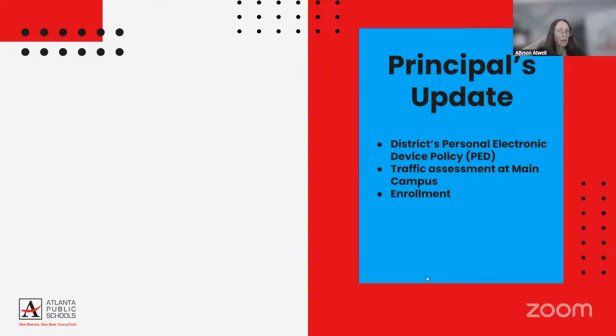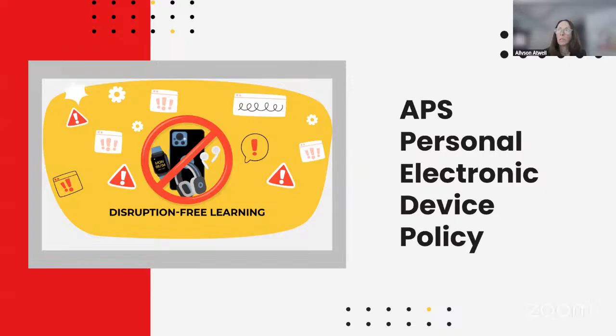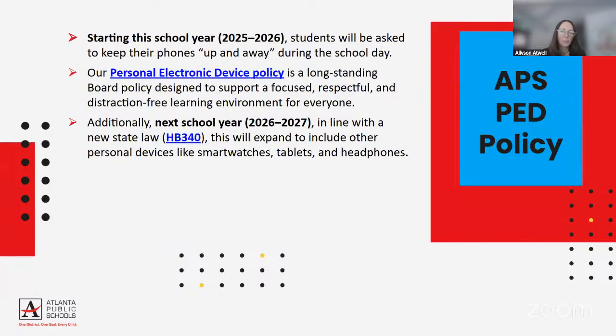Okay, now we're going to do principal's update, which is next. One of the things I want to talk about is the new personal electronic device policy that the APS Board of Education has adopted. They're taking some proactive steps since the state is about to also adopt a policy about this. Starting this school year, students will be asked to keep their phones up and away during the school day. The personal electronic device policy is a longstanding board policy designed to support a focused, respectful, and distraction-free learning environment for everyone. Next school year, in line with the new state law, House Bill 340, this will expand to include other personal devices like smartwatches, tablets, and headphones.